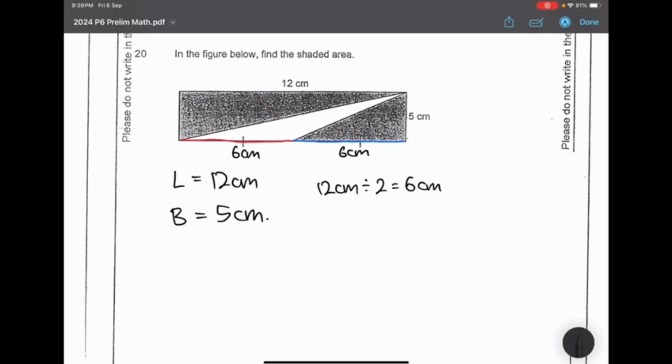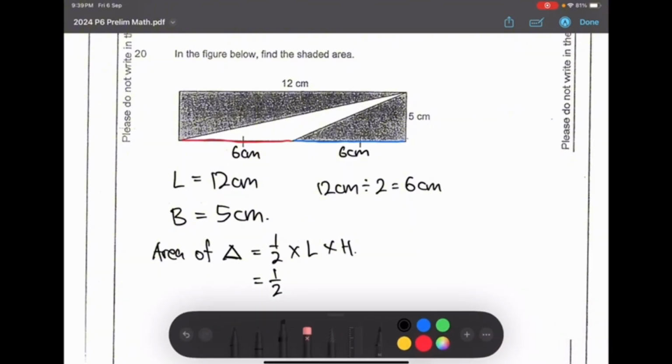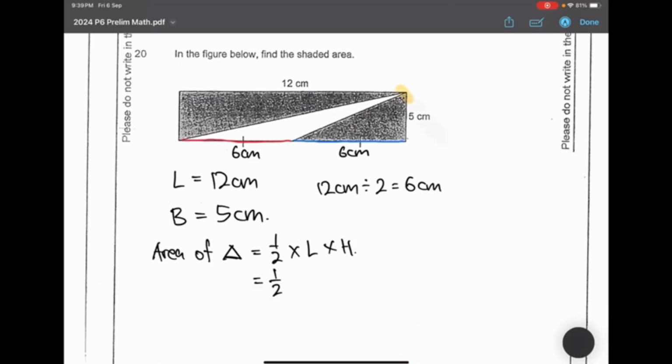Alright, so moving on from here, we want to find the area of this triangle first. The area of a triangle is pretty straightforward. Area of triangle equals half times length times height. So I have half, and I'm going to fill in the length. For this triangle over here, I am going to highlight it.